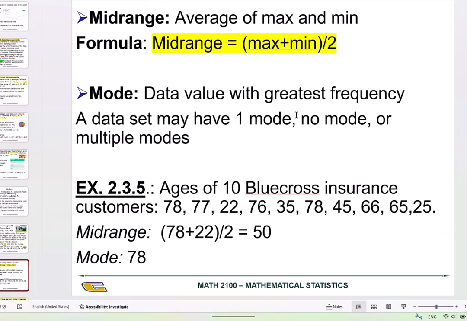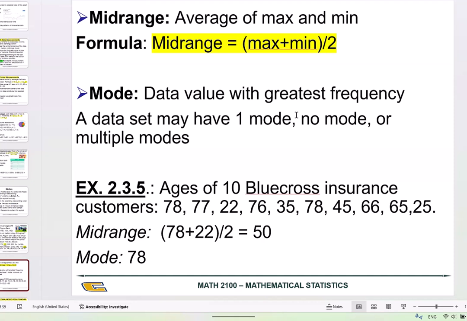We have a mid-range, which is just the max plus the min divided by 2. So it's a quick way of scanning the data. It's much faster in terms of computation compared to the mean, because for the mean you need to look at all the values and divide by the total number of values, but here you just look at the max and min and divide by 2. The mode is the data value with the greatest frequency, okay?